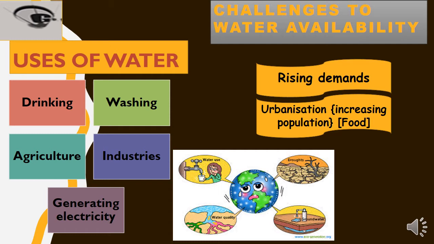As you can say, there's more demand for water in urban areas in comparison to the demand for water in rural areas. We also require water for agriculture in order to cater to the needs of the growing population.